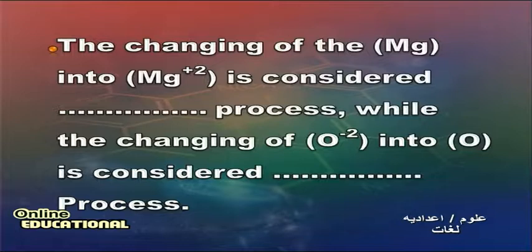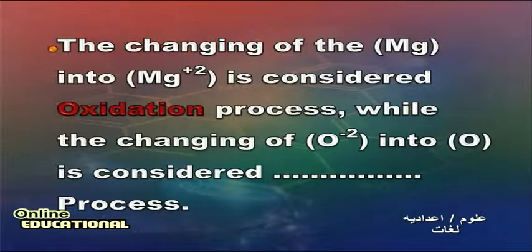Another question, complete: the changing of magnesium into magnesium ion is considered as a blank process, while the changing of oxide ion into oxygen is considered as a blank process. The changing of magnesium into magnesium ion is considered oxidation because the magnesium loses 2 electrons in the chemical reaction, while the changing of oxygen ion into oxygen is considered a reduction process.